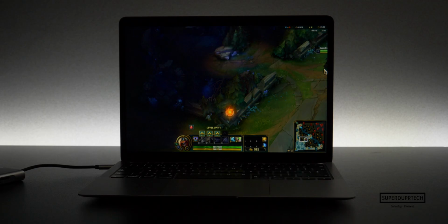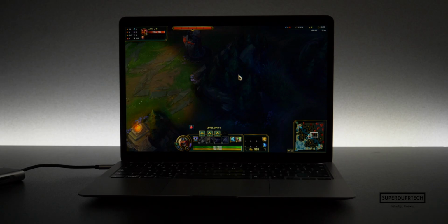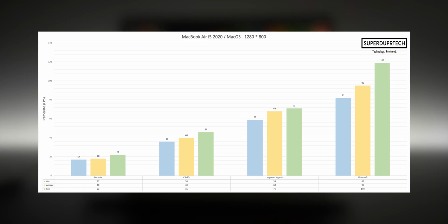Now, lowering the resolution as we did before sees Minecraft now average over 75 frames per second. LOL, once again at this resolution, was quite enjoyable, with its average of above 55 frames per second. CSGO was improving throughout, coming in with 40 frames per second on average when playing at 1280x800, which pretty much doubled its performance when compared to how it performed at native resolution.